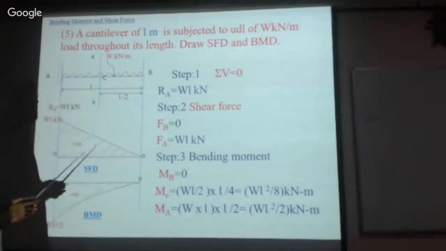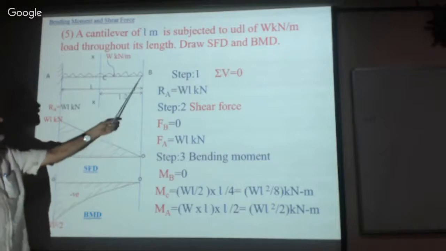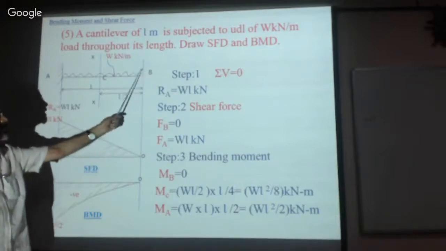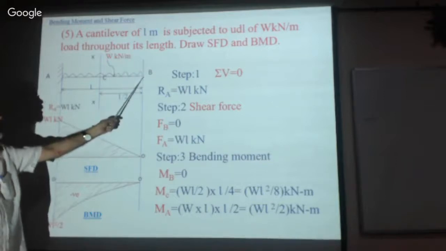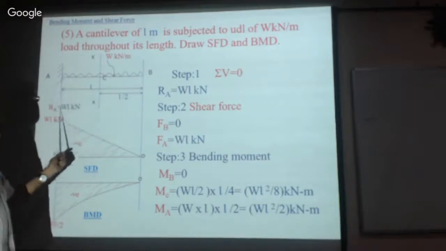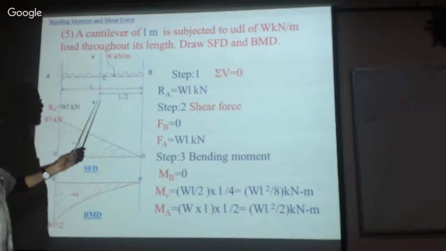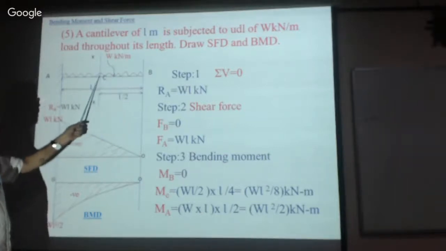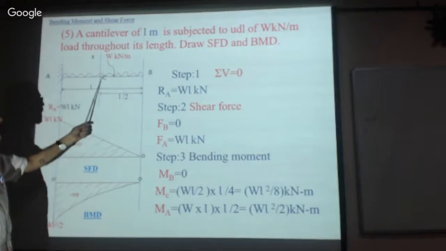Now, to calculate the shear force at this point, the shear force is equal to zero, because there is no force right there. If you consider the left-hand side, upward minus downward is equal to zero, isn't it? Now if you calculate the shear force at the center, what is going to happen?